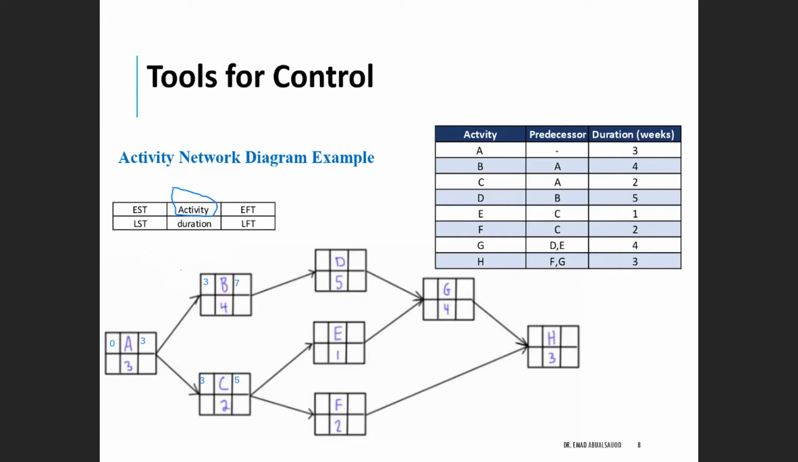Now the 7 here will be transferred to the next activity, the following activity. We call it the successor, as we will see later. Then we will copy that to here. So that will be the 7 as the early start time for activity D. And again, to calculate the early finish time for activity D, we add 7 plus 5, which is 12. So we will have 12 here.